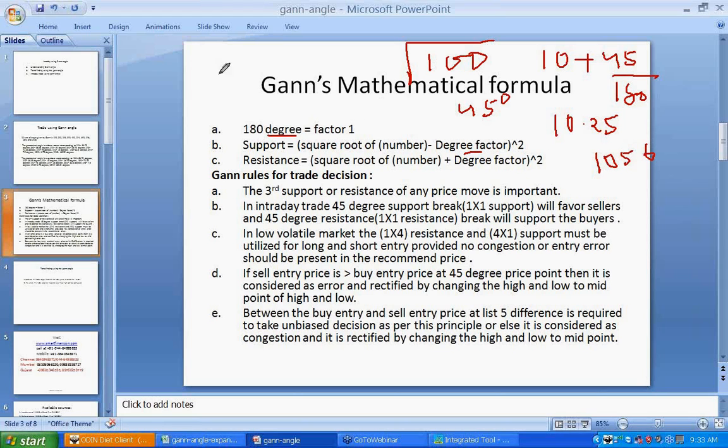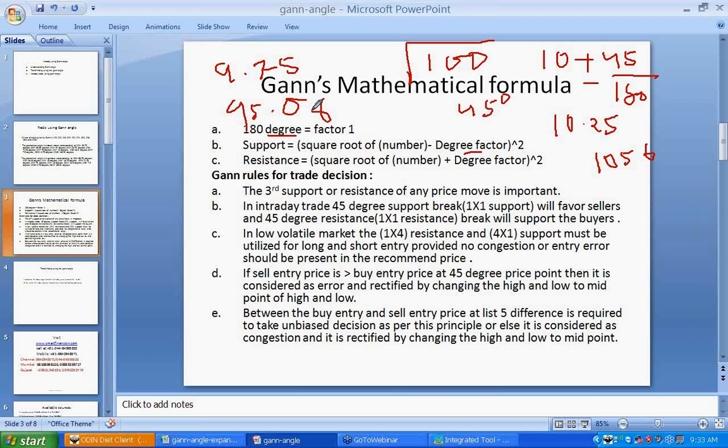So I have taken the square root, and the 45 degree factor I will be subtracting. So it will become 9.75. So if I am taking that 45 degree support from a price point of 100, then 9.75 whole square will be 95.06. So this is what is known as our support and resistance calculations as per the gann angle method.